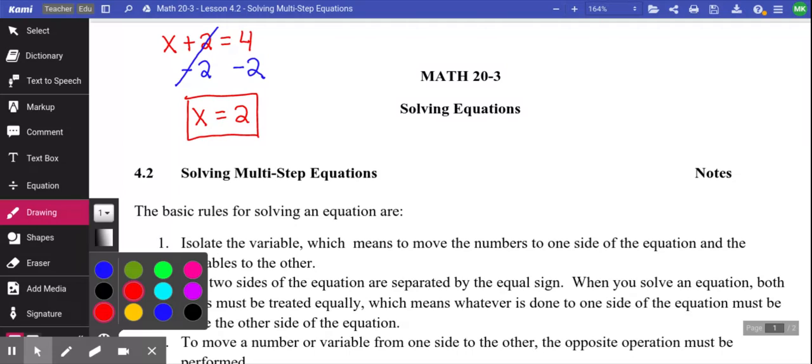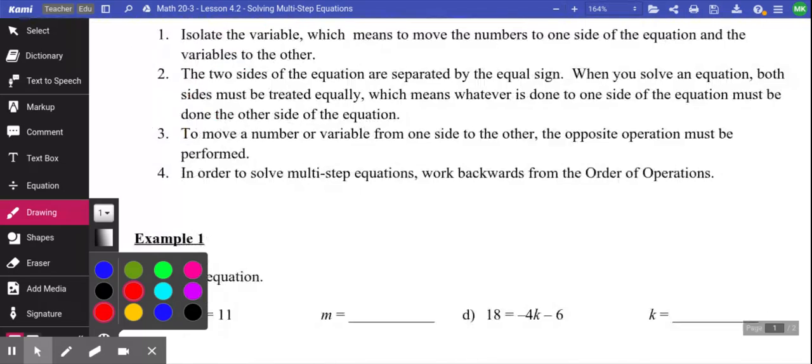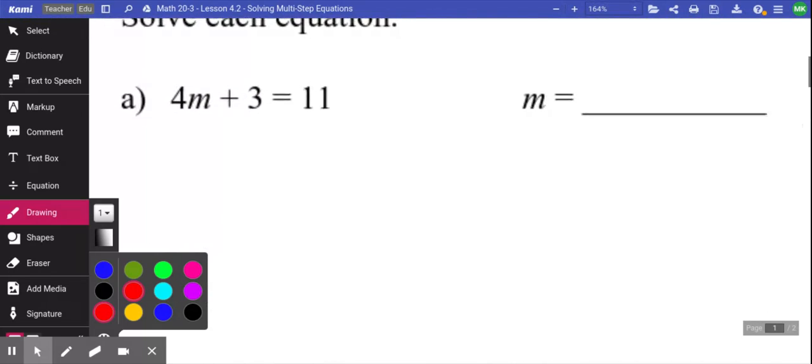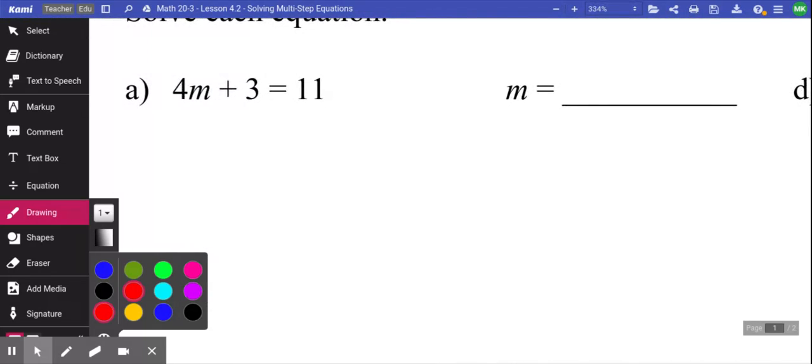So yesterday was one-step operations. Today, it's going to be two-step operations. Tomorrow, it's going to be like 3 or 4-step operations. It's just going to keep building, and the equations are going to get bigger and longer. So if we look at this first one, if we want to solve for m on this, the goal is to get m by itself.